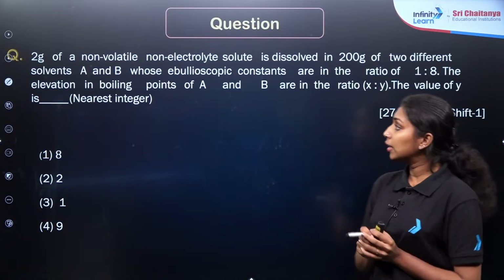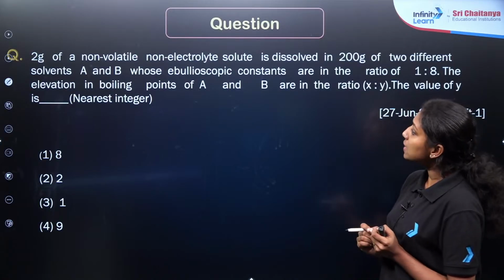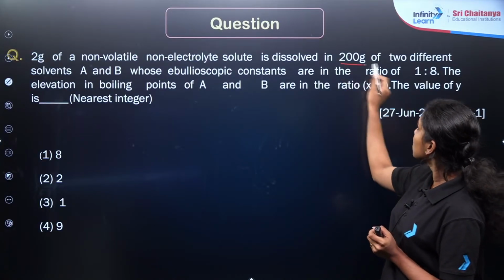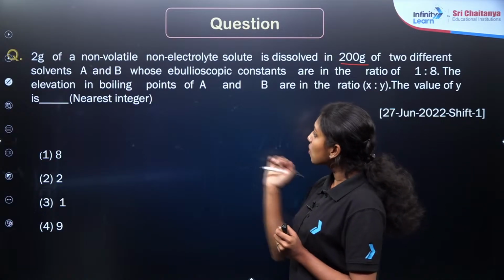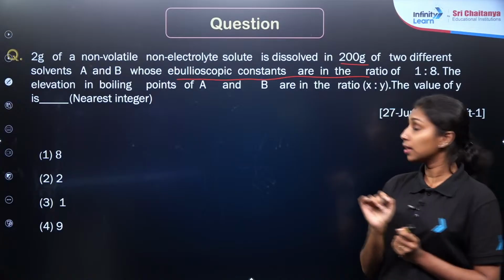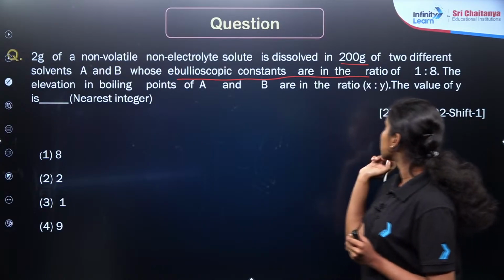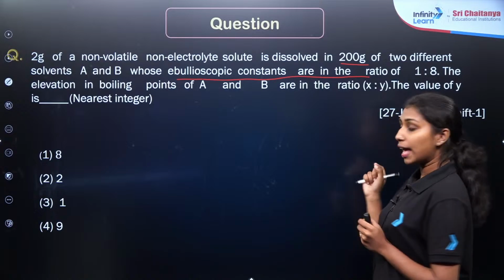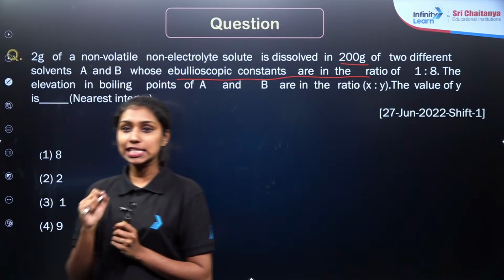The question is: 2 gram of a non-volatile non-electrolyte solute is dissolved in 200 gram of two different solvents A and B, whose ebullioscopic constants are in the ratio of 1:8. The elevation in boiling points of A and B are in the ratio of x is to y. What is the value of y? Give the answer to the nearest integer.